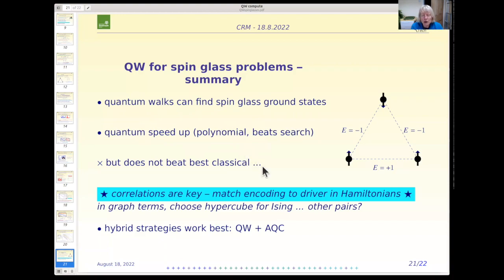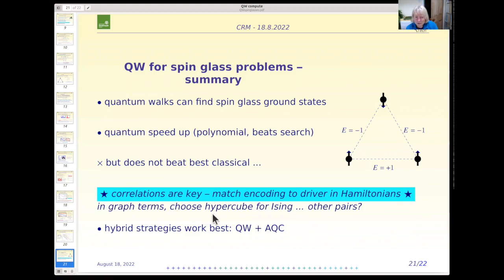That would require more work. But the key thing here is that the correlations are what is making this work. So if we tried to do this with the complete graph, we'd have got a result that looked like search, and nobody would have been surprised, because you could apply search to this problem and get a square root speed up, and indeed apply it to the branch and bound algorithm and get a square root speed up. So in graph terms, we're choosing a hypercube to go with the Ising Hamiltonian.